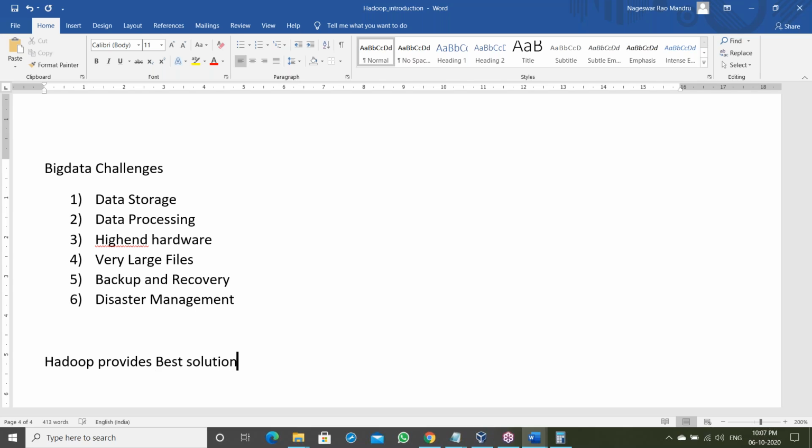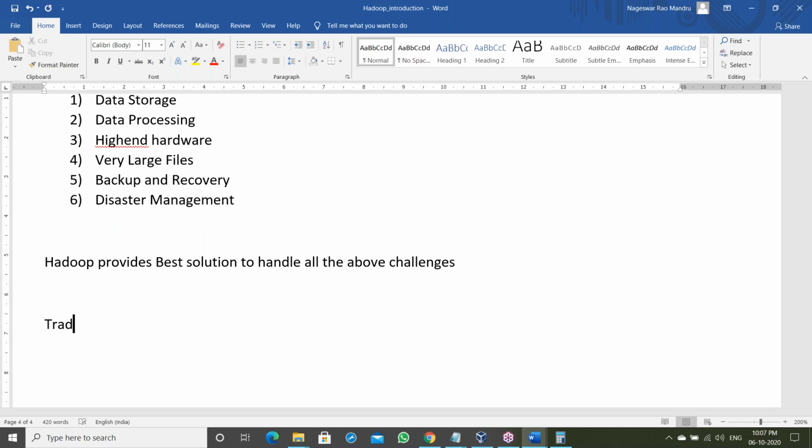Hadoop provides the best solution to handle all the above challenges. Yes, we'll see them one by one. Traditional systems versus Hadoop, we should discuss that here.